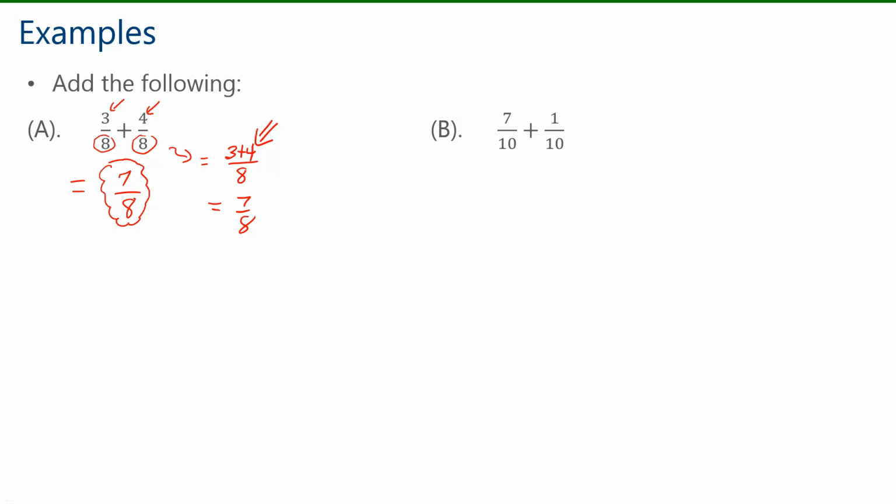In B, 7/10 plus 1/10. Common denominator, 10. Copy it down. Numerators, 7, 1. Add them. 7 plus 1 is 8. Next step, check for reducing. Now we should realize here 8 and 10 are both even numbers, so guaranteed 2 will go into both nicely. And in fact, 2 is the GCF for 8 and 10. So we're going to divide numerator by 2, denominator by 2, and we get 4/5.